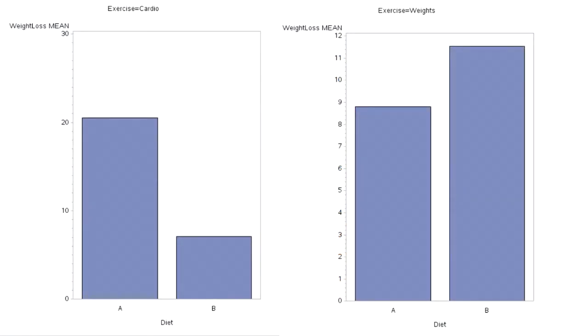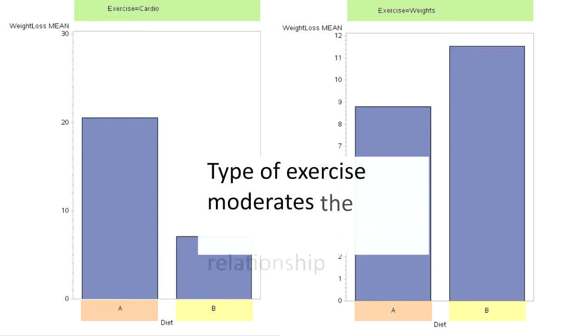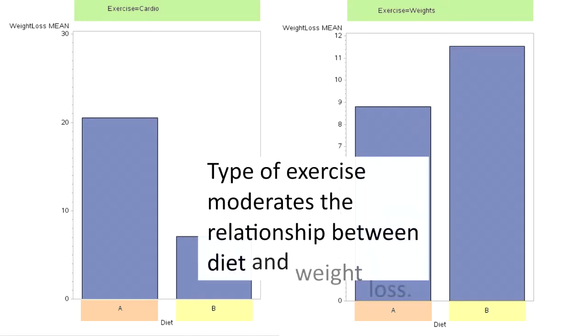Here, these results are shown graphically. As you can see, the relationship between diet and weight loss depends on which exercise program is being used. When using cardio, diet A is significantly better for weight loss than diet B. When using weights, diet B is significantly better for weight loss than diet A. Thus, we can say there's a significant statistical interaction between diet and exercise, and the type of exercise, our third variable, moderates the association between diet and weight loss.